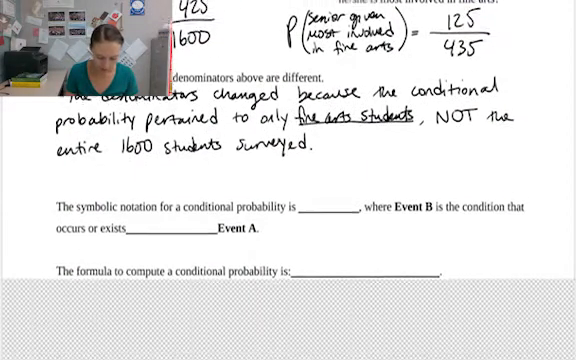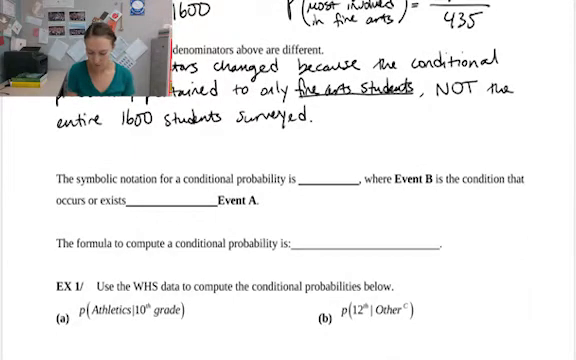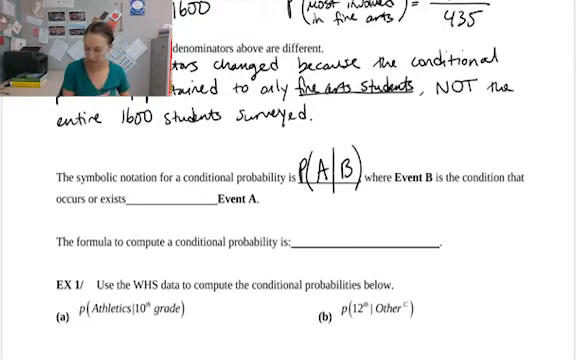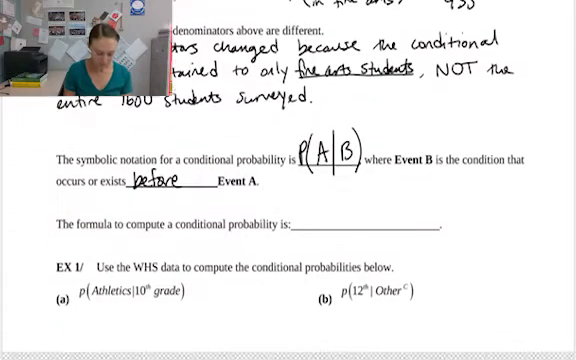Symbolically, the notation for conditional probability is P, parentheses, A, a vertical line, B. Try to make that vertical line a little bit bigger than the others. That's what I like to do, so it doesn't look like a 1 or something weird. Event B is the condition, so the second one after that vertical line is a condition that occurs or exists before event A.